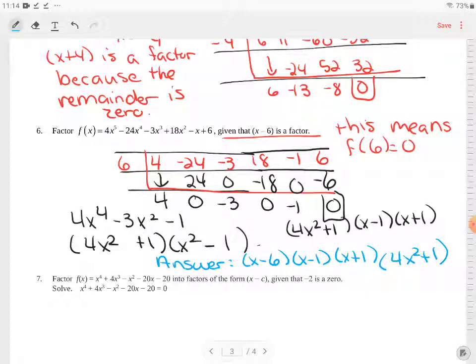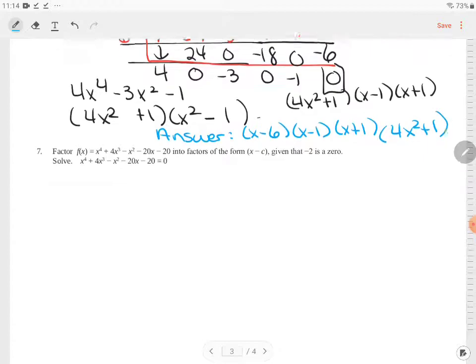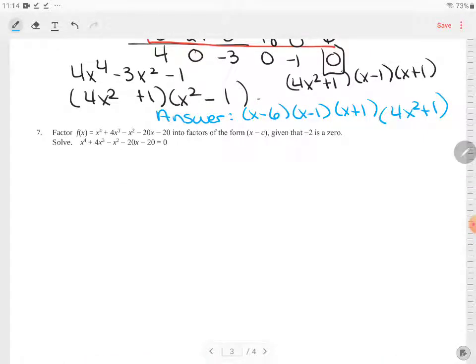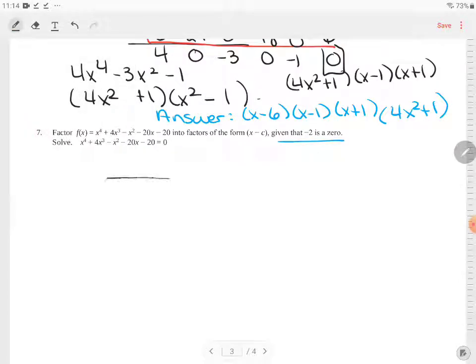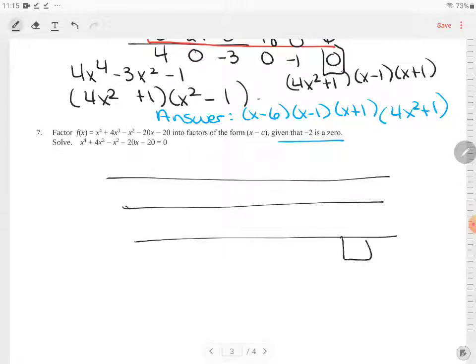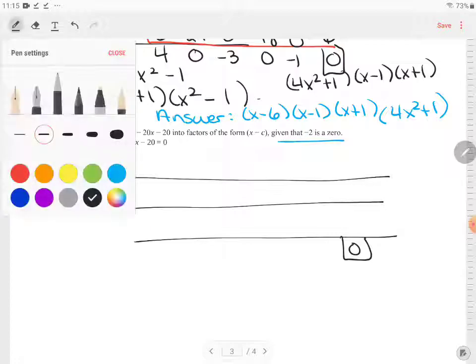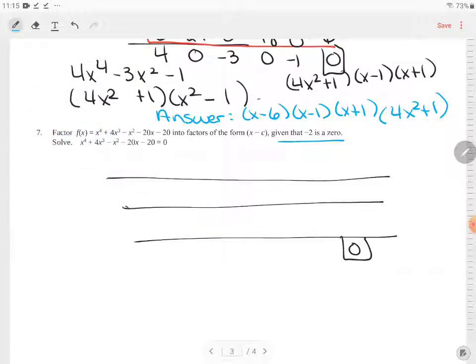Now, it says factor into factors, and then this problem wants us to solve. Now, notice again, it says that negative 2 is a 0. So we will do synthetic division again, and we will use negative 2. And I know my remainder is 0. So when I work this problem, I have to get a 0 here because it's given that negative 2 is a 0.